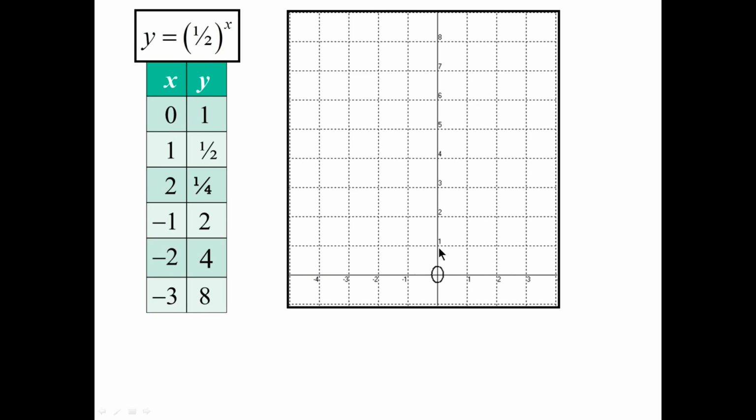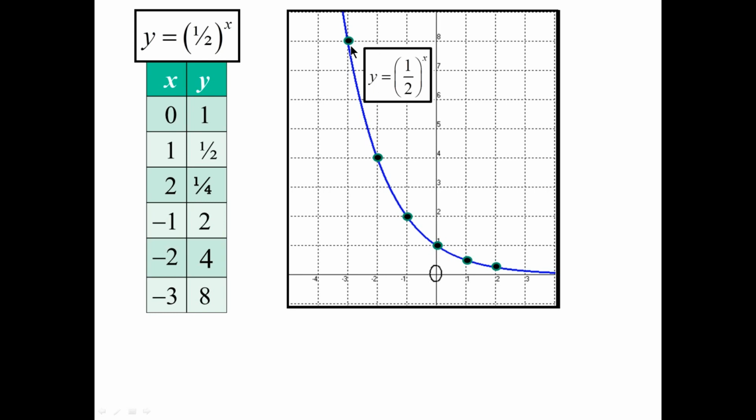Graphing these points: 0, 1, the grand meeting place. 1, 1/2. Well, let's go to 1 and up 1/2. How about 2, 1/4? Let's go to 2 and up a quarter. -1, 2, let's go to -1 and rise to 2. -2, 4, from the origin here, slide over 2 to -2 and go up to 4. And -3, 8, go to the origin here, slide over to the left 3 and go all the way up to 8. Join them together, put a label on it, y equals 1/2 to the x.